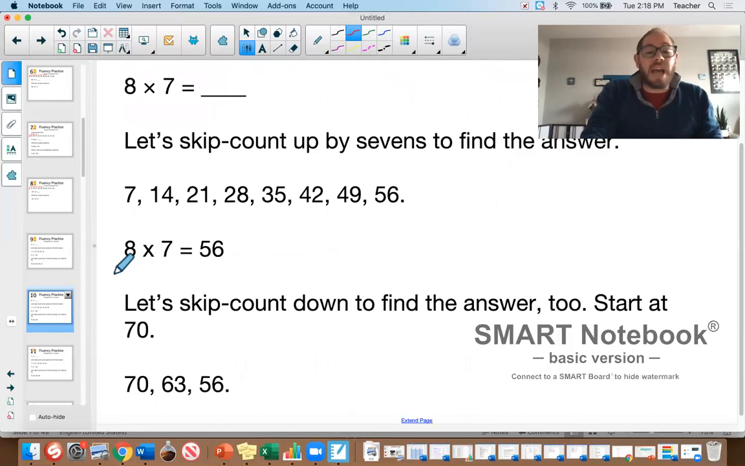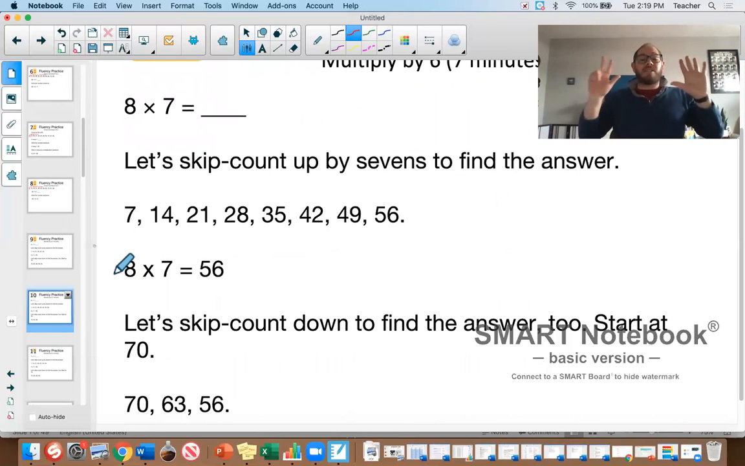Let's skip count down to find that answer, starting at 70. That's 10 groups of 7. 70, 63, 56. That's 8 groups of 7. 8 times 7 is 56.